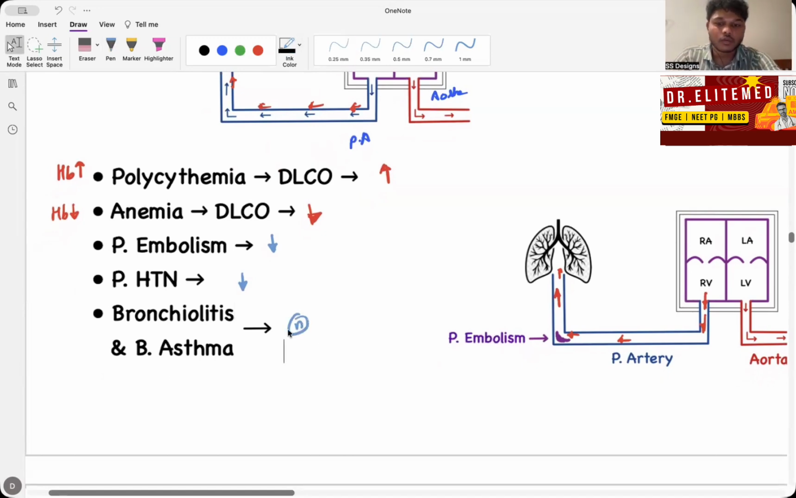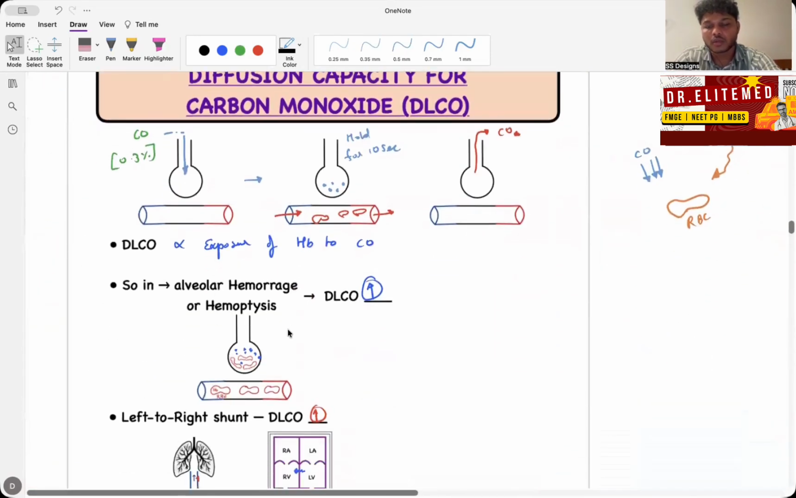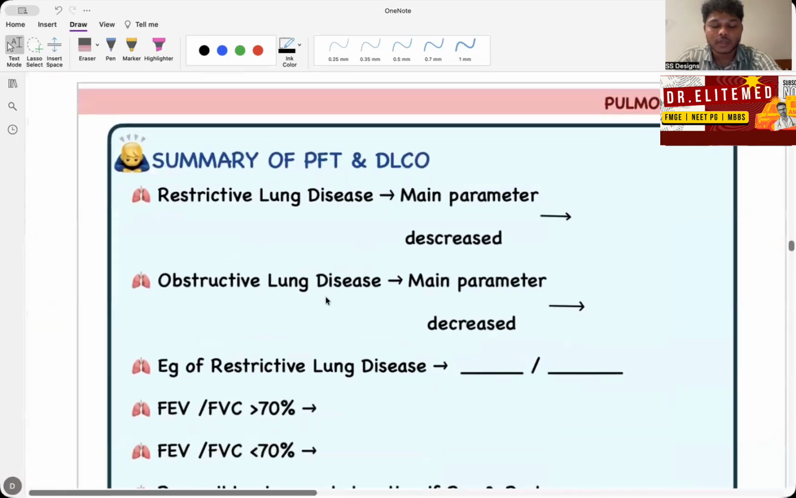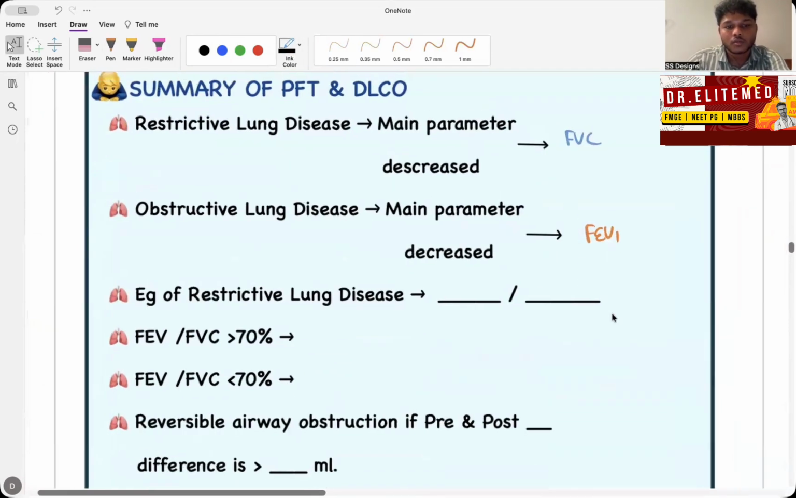So these are the concepts that you have to know before we are entering into the diseases. Let's just summarize real quick. In a restrictive lung disease, the main parameter which is decreased is FVC. What about in obstructive lung disease? FEV1. Right. So can you give an example of restrictive lung diseases?